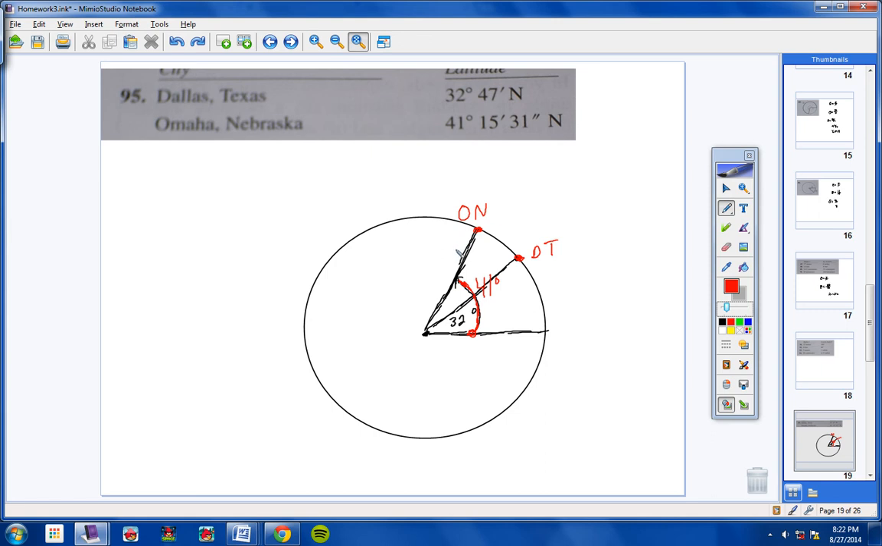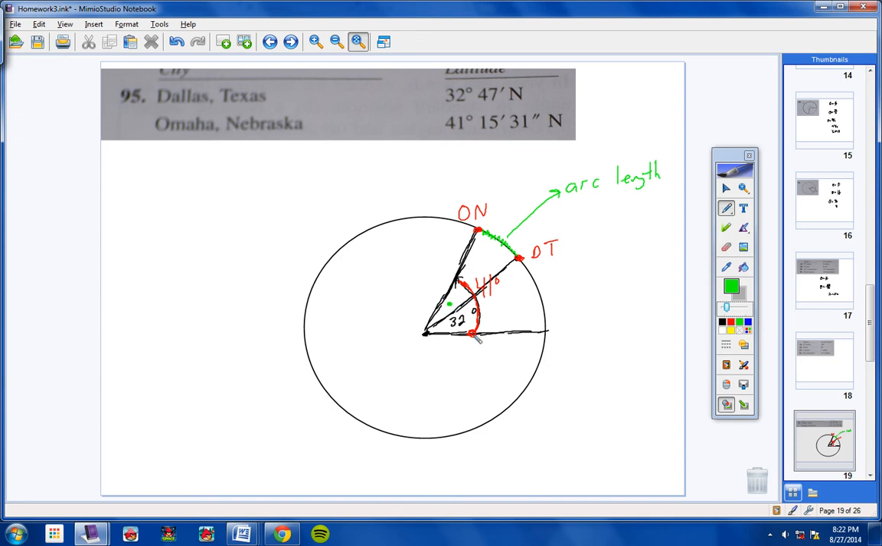Here's what they ask us to do. They want us to find the distance between the two cities. Look at this, it's so cool. They're asking us to find the distance between these two cities, which is an arc length. So we're really just looking for an arc length. Are we not? Sure we are. And now all we have to do is find this little angle right here with one dot.